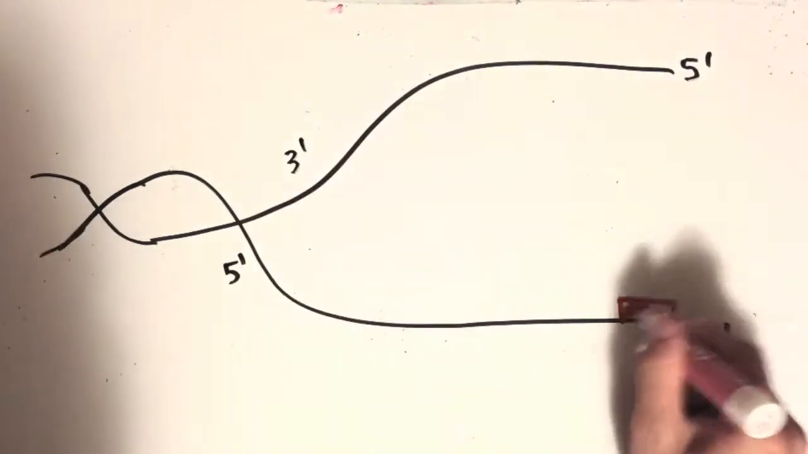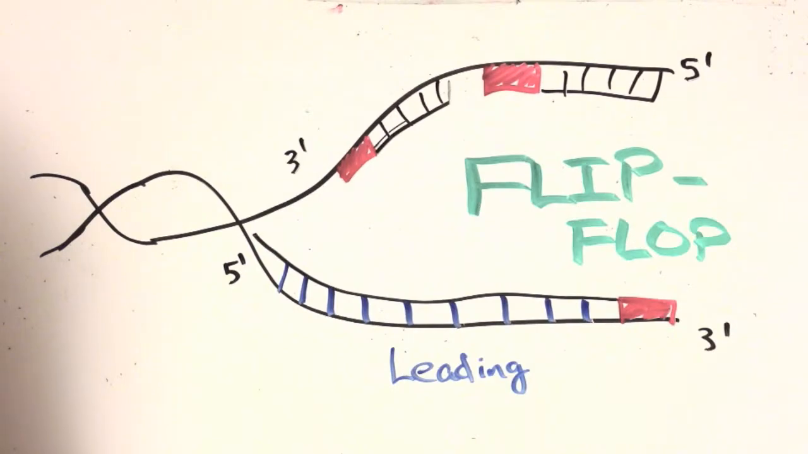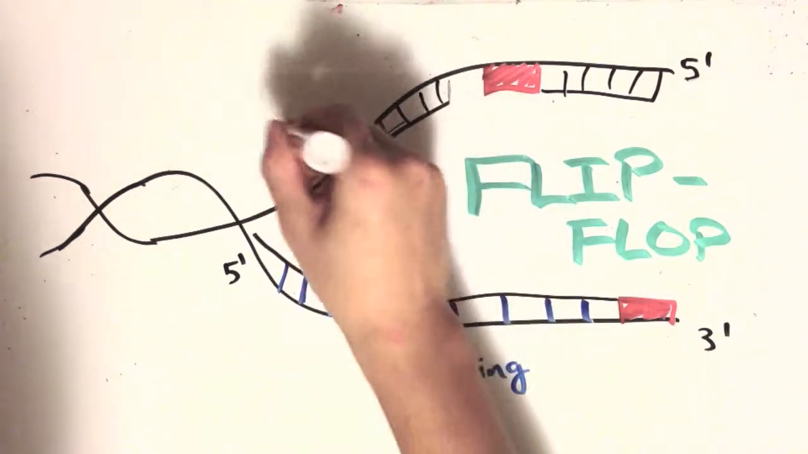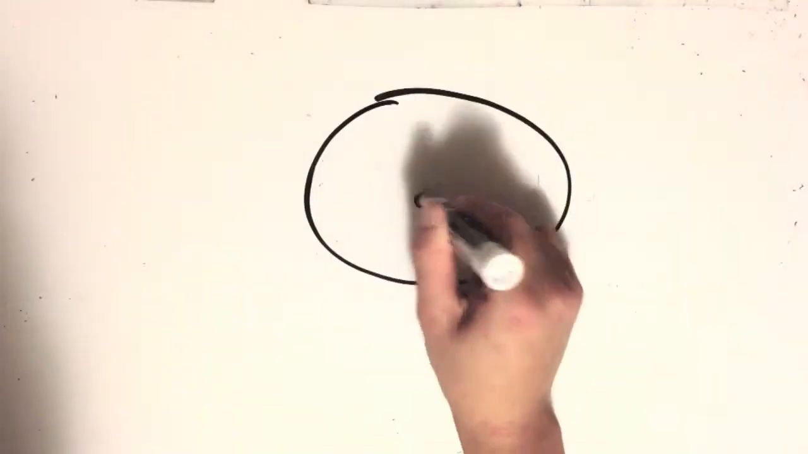On the left side of the origin, the same thing happens, but notice the flip-flop of the leading and lagging strand. But this makes sense when you notice the direction of the 3' to 5' on the left side.